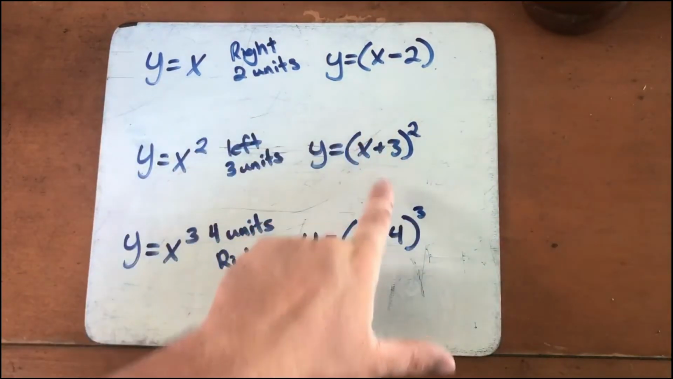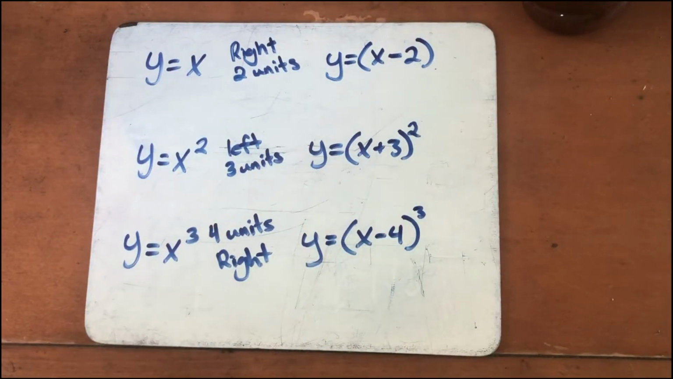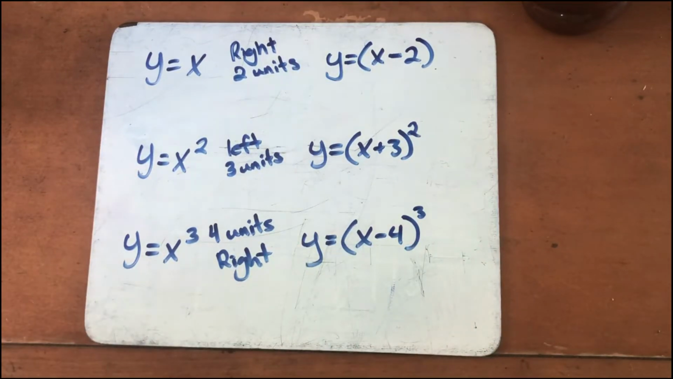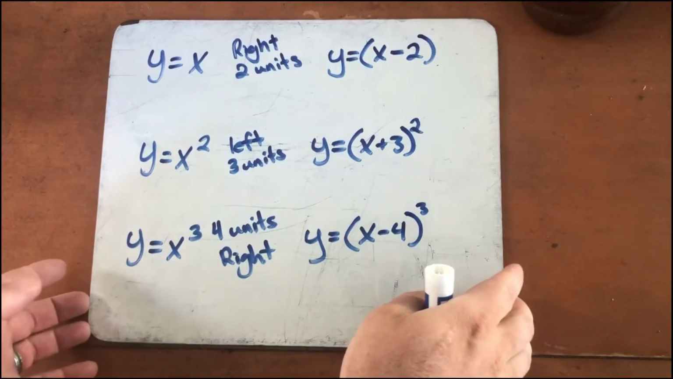So notice that all I'm doing is adding or subtracting grouped with the x in order to get my horizontal shift. All right, it's going to look the same for the rest of the parent function horizontal shifts.